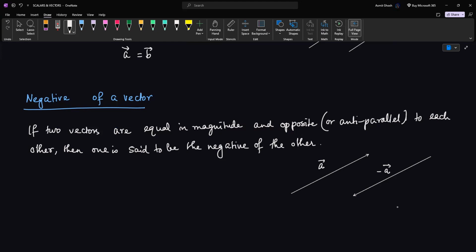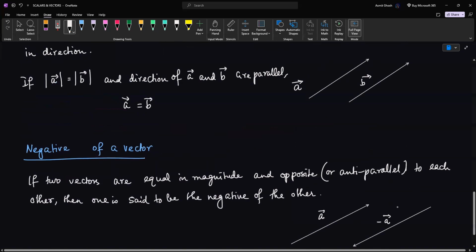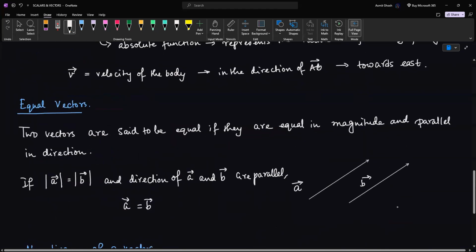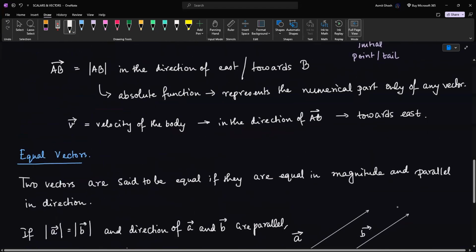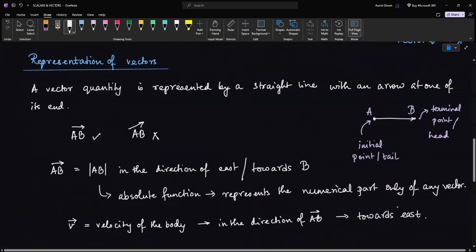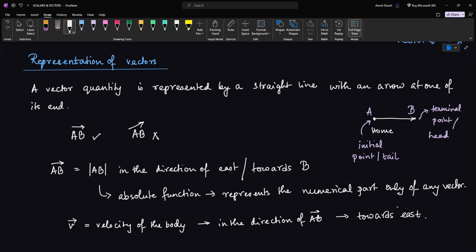So this is the very preliminary concept of vectors and what they mean. Their significance can be understood in real life situations like this. If you travel from home to your school, you are going in a particular direction, which is from home to school. That we represent using vectors.